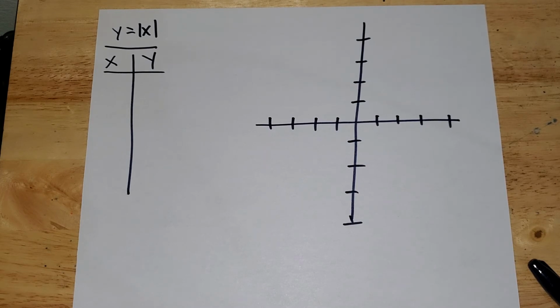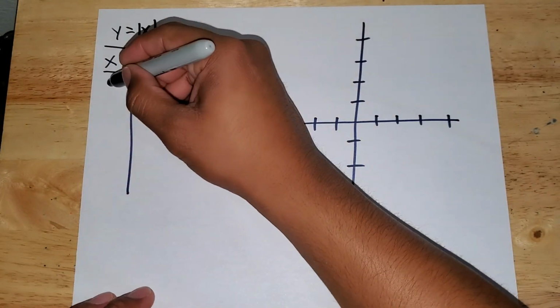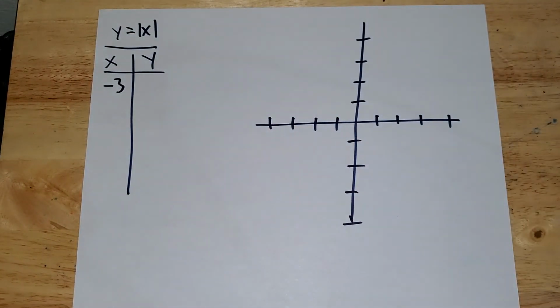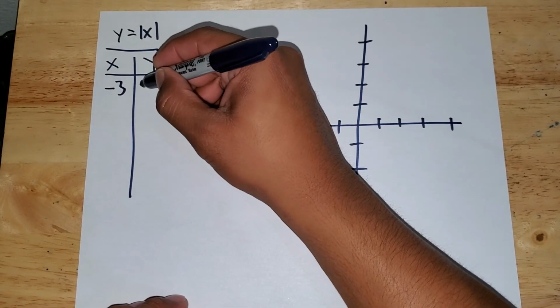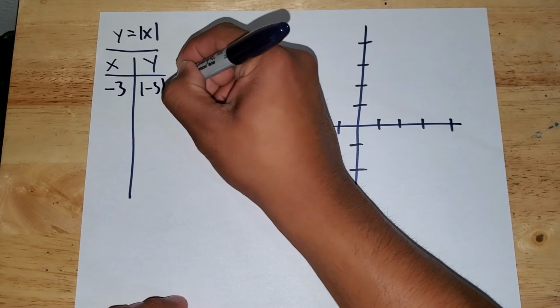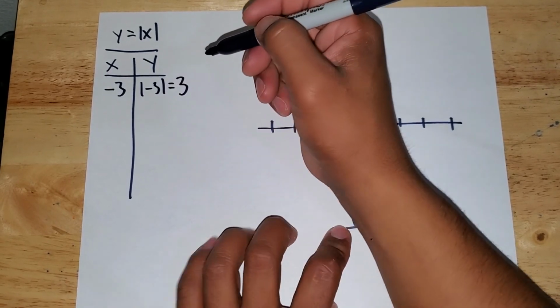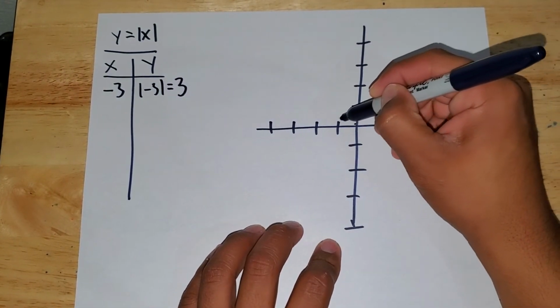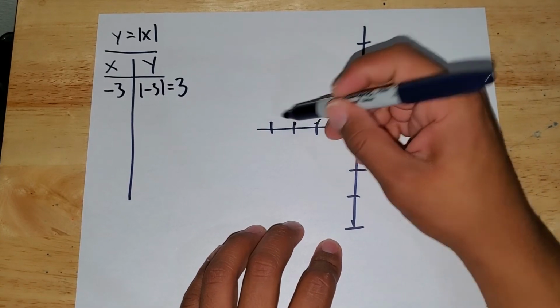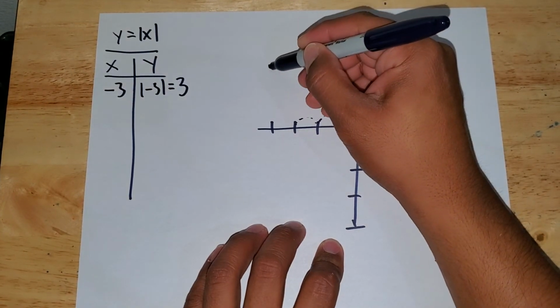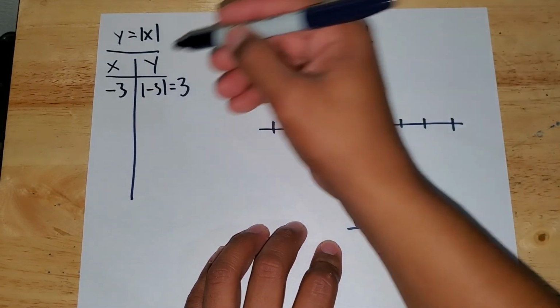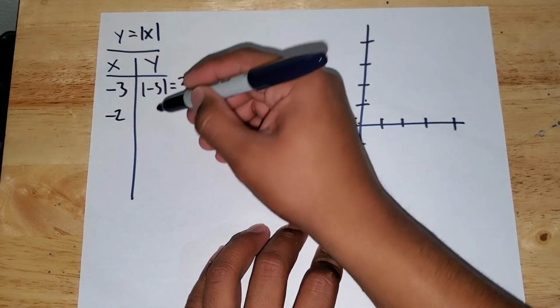There are no restrictions on it. There's no special numbers you can't use. You can plug anything you want into that absolute value. Again, I'm randomly choosing numbers. If I do the absolute value of -3, everything that comes out is just positive. So if I go 3 places to the right, then my y has to go up 3 places. So it's right here.